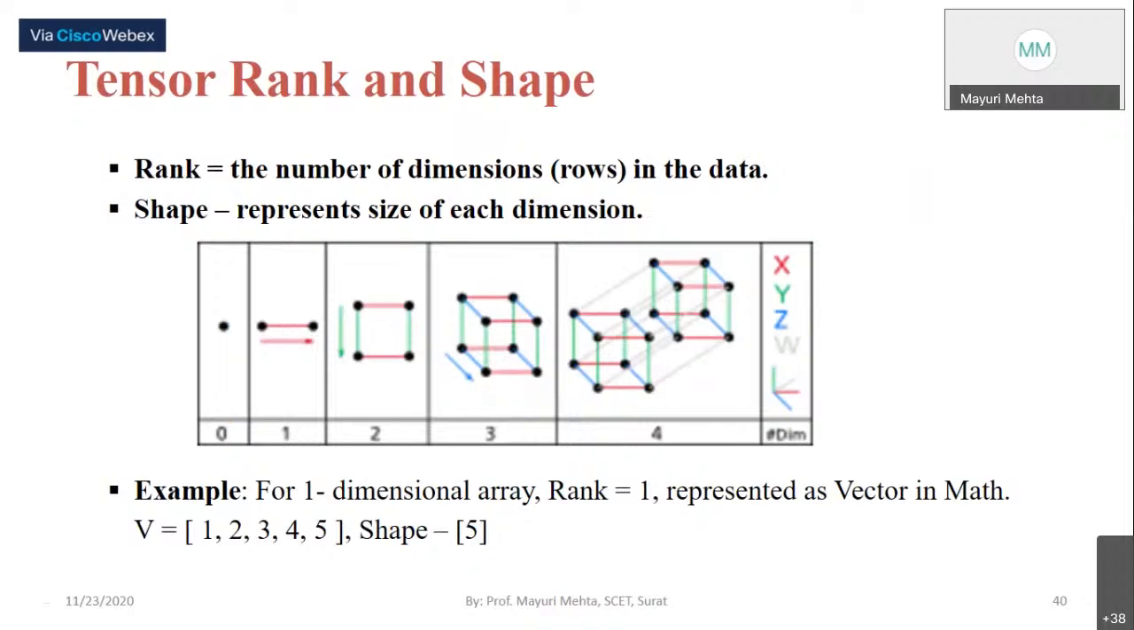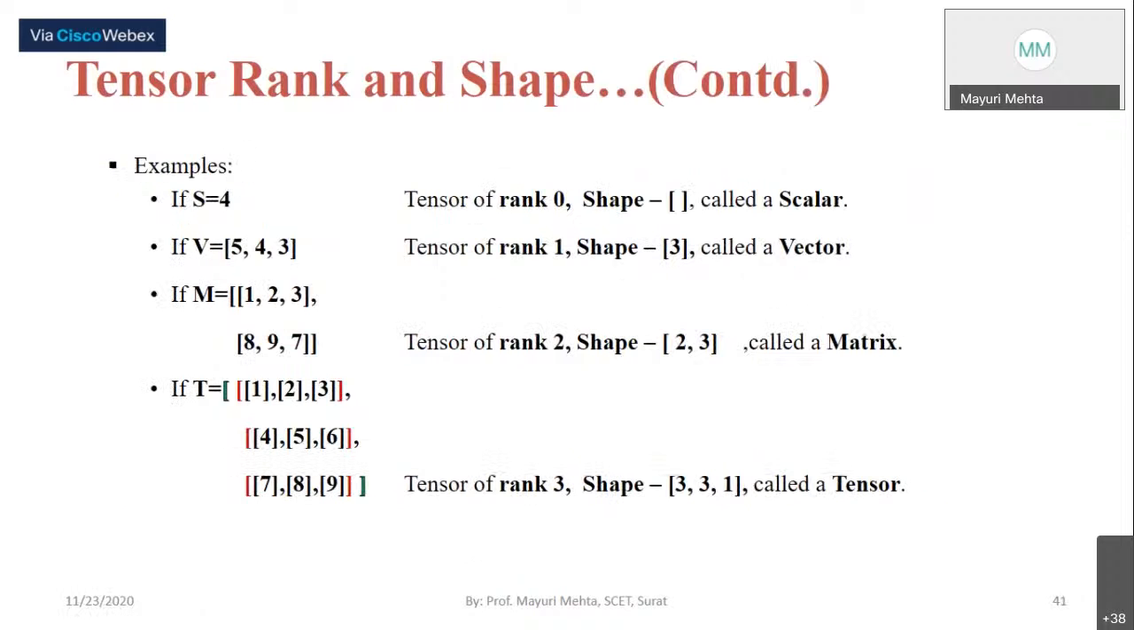Associated with each tensor, there are two attributes: rank and shape. Rank represents the number of dimensions in the data, and shape represents the size of each dimension. For example, suppose this is a one-dimensional array, a vector. How many dimensions are there? Only one, so rank is 1. Shape represents the number of elements in that dimension, so shape is 5. Here I have included some more examples for rank and shape.